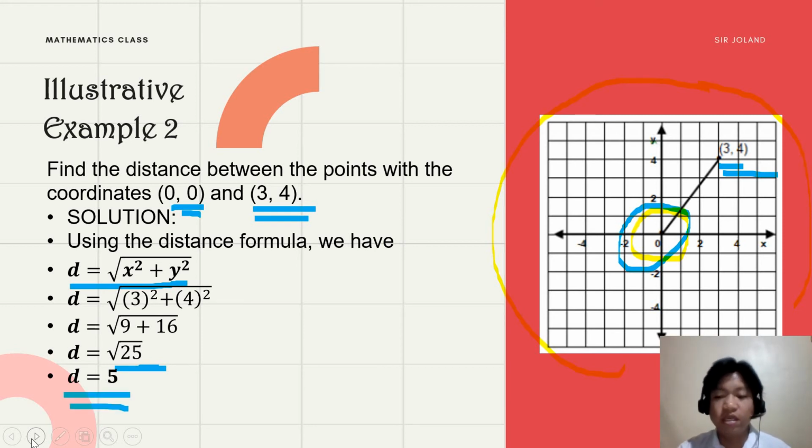So ganun siya kaiksi, ganun siya kabilis because the other point is the origin. At alam natin ang coordinates nun ay 0, 0. Okay? So ganun lang siya kasimple. Next, let's proceed to another example.